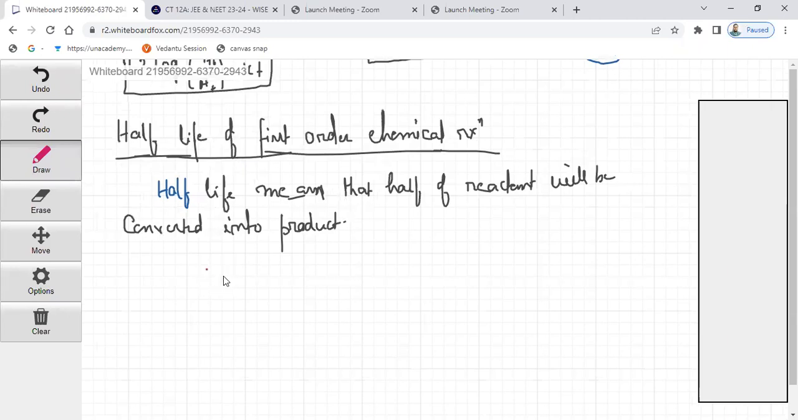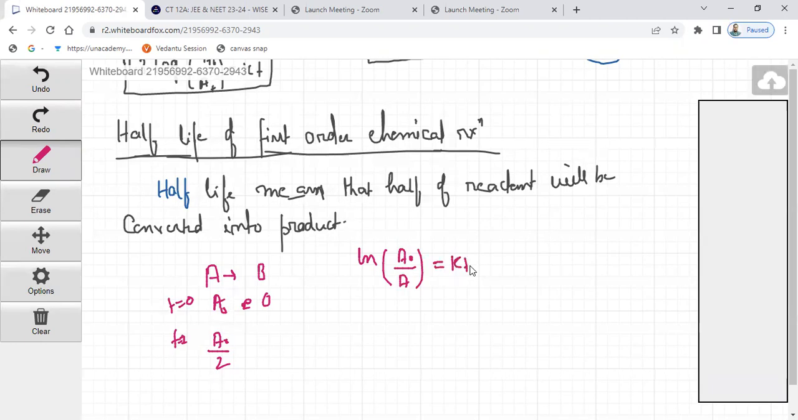So suppose the reaction is given as A gives B. At time t is equal to 0, the A value is A naught and the B value is equal to 0. After time t, the A value will be equal to A naught divided by 2, half of the value will be remaining. So ln A naught by A value is equal to K into t value. What is A t? A t means the final concentration after time t.